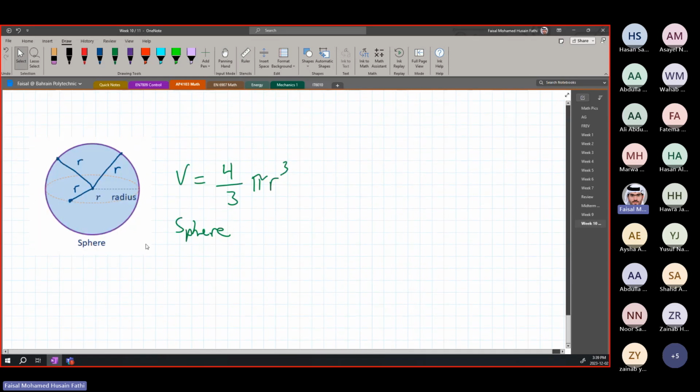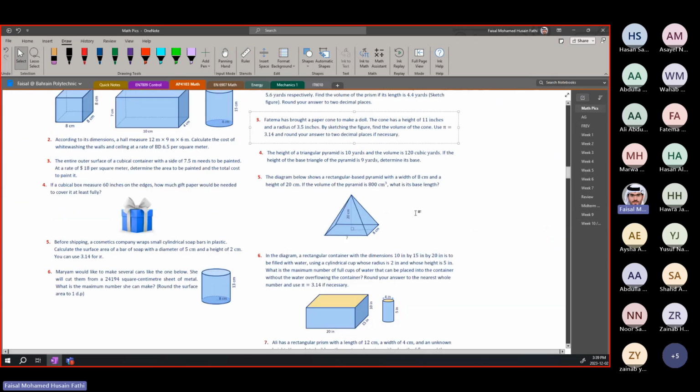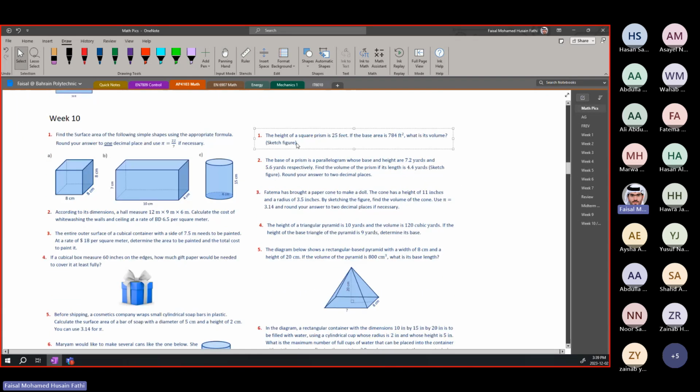And then for a sphere, it is just 4/3 pi r cubed for the volume. How much can the inside of the sphere handle in volume? Let's move on to the problems. Since there are no questions, we'll do these week 10 questions first.